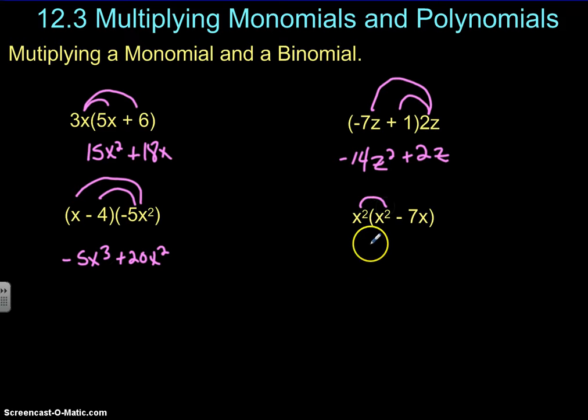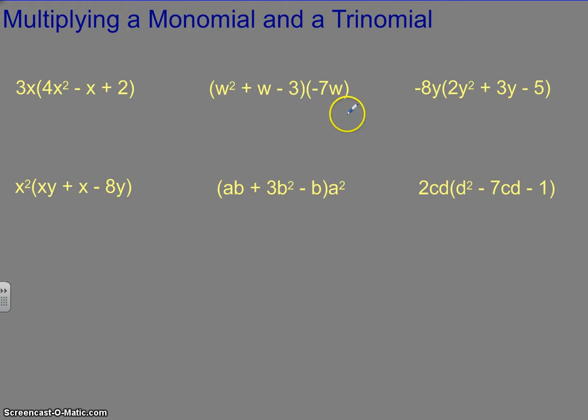Next one. x squared times x squared is x^4. x squared times negative 7x is negative 7x^3. Standard form, this exponent goes first, second exponent goes second, because its highest degree is first, second highest degree is second.